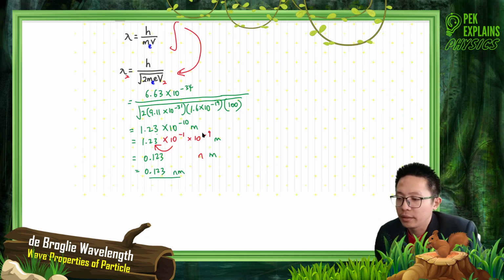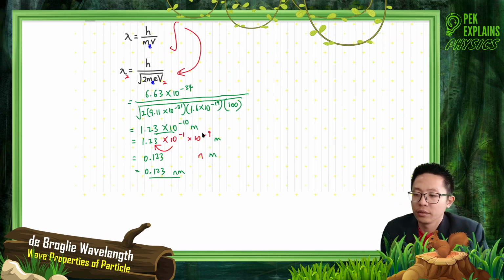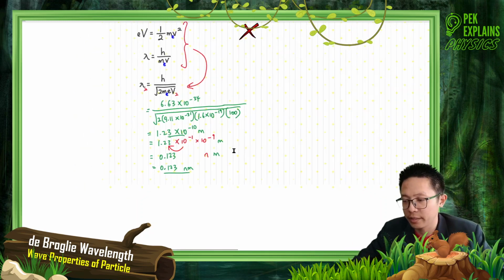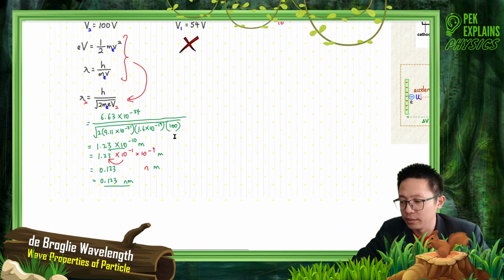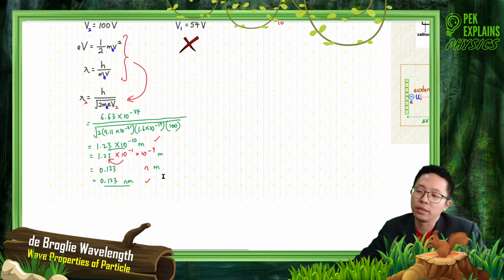Or you can just leave it at the SI unit. So is the answer correct? Let's check the answer. Yes, it is 0.123 nanometer, so I get the answer correct. 0.123 nanometer. Okay, so see you in the next video.